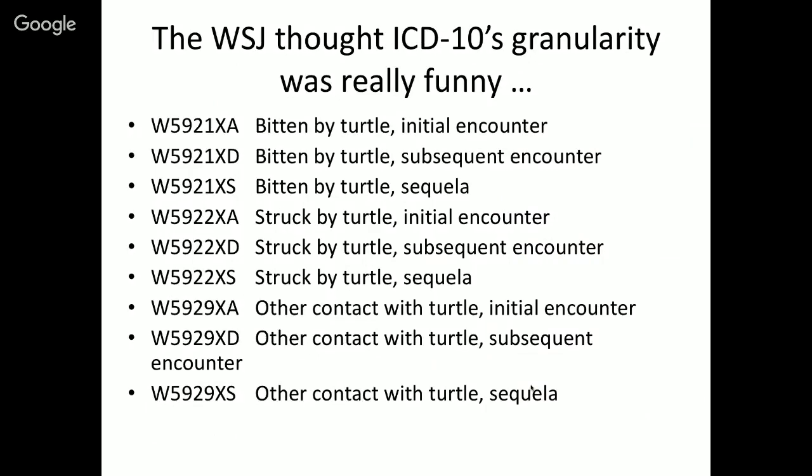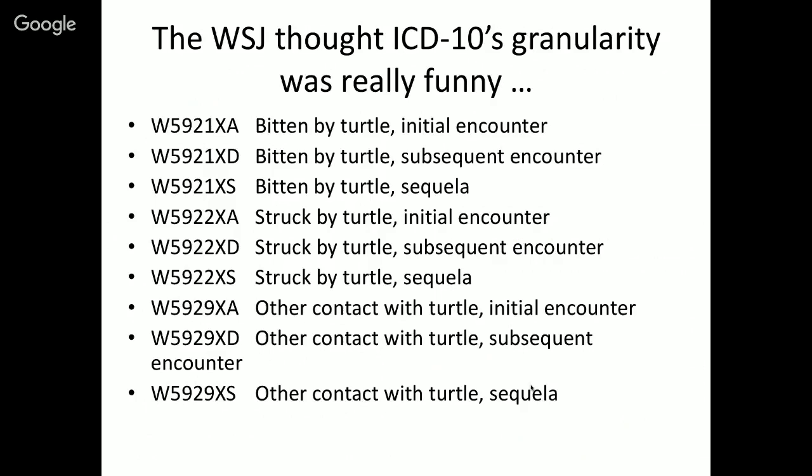Indeed, many of you may remember the Wall Street Journal's article of a couple of years ago pointing out all the various ICD-10 codes describing how one might be bitten by a turtle, and how many people wondered, well, yeah, you can be bitten by a turtle, but can you really be struck by a turtle? And is that really a legitimate code to include in ICD? I won't get into that major legal debate, but part of the problem that was pointed out in the Wall Street Journal article, and that many people have wrung their hands over, is the incredible granularity of ICD-10.